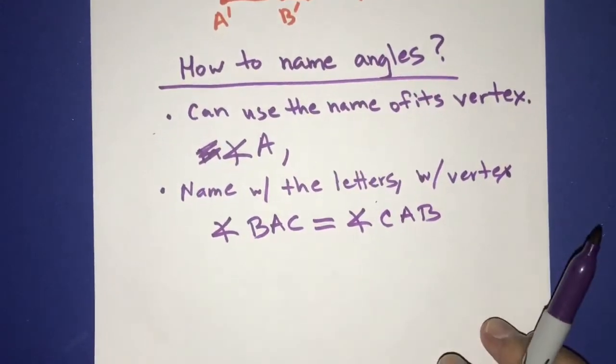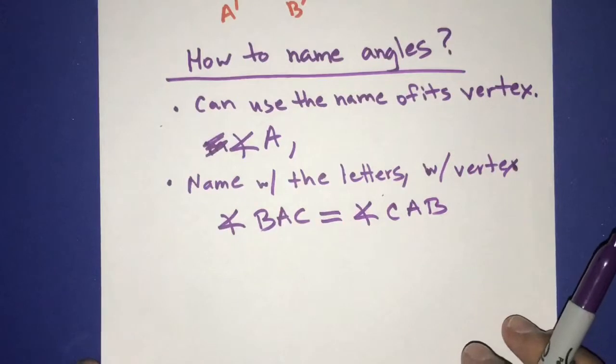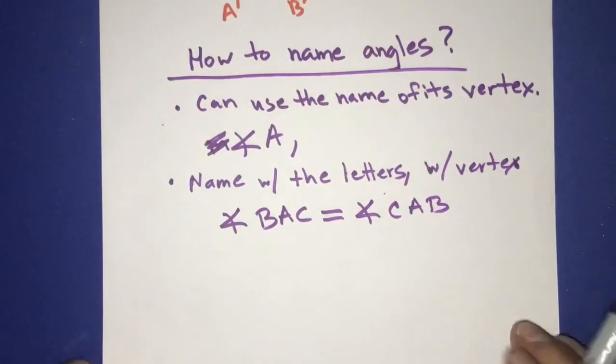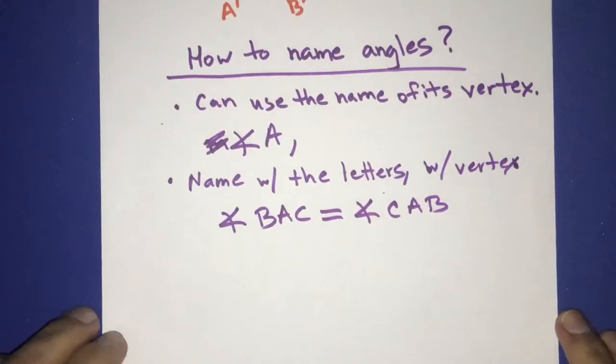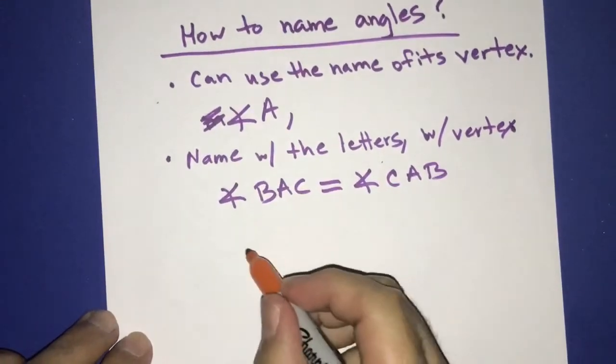Okay. So let's take a look at how we go about measuring these angles. The most common units for measuring angles are radians and degrees. But here we're just going to be talking about the most common one, and the most common is to measure the angles in degrees. Okay. So let's take a look at measuring angles.